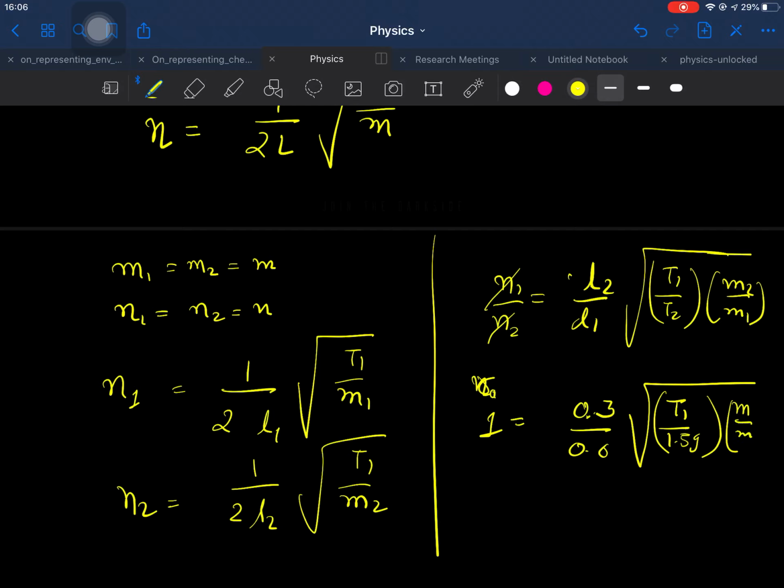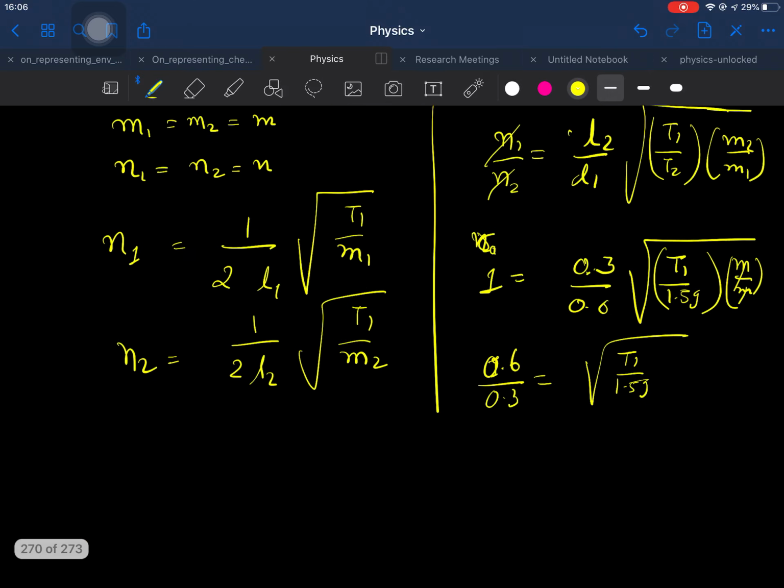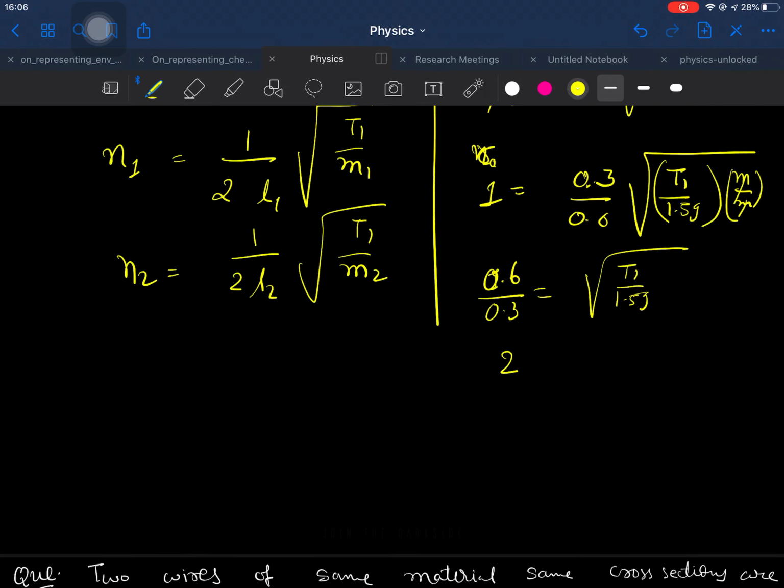So M by M, this is 1. Calculate this, just square it and calculate it. Okay, so it's 1. So 0.6 by 0.3 is equal to T1 by 1.5 g. It's actually a very easy calculation. So it's 2 square, 4, T1 by 1.5 g, and T1 is equal to, you can easily calculate this, 4 into 1.5, 6. So 6 g, basically 6 g Newton.